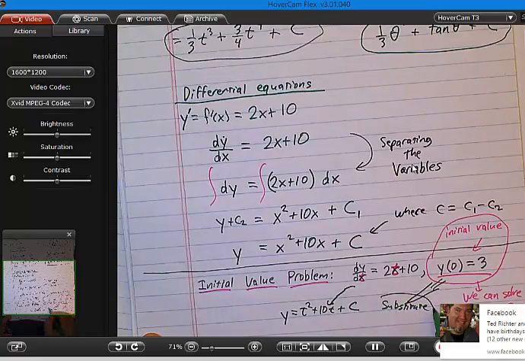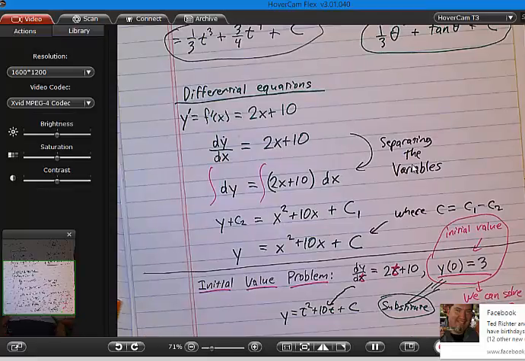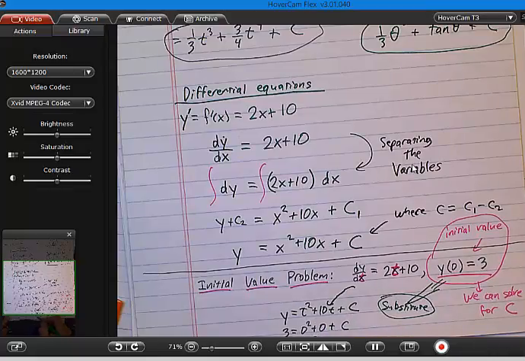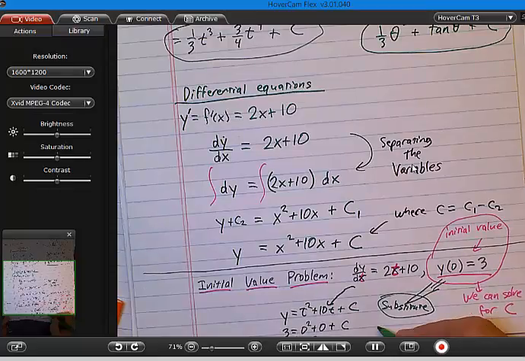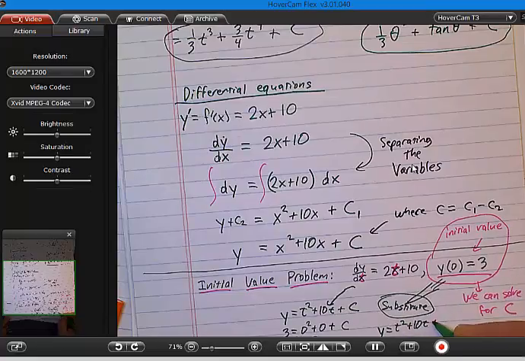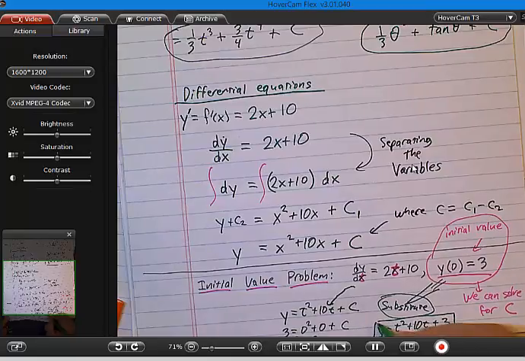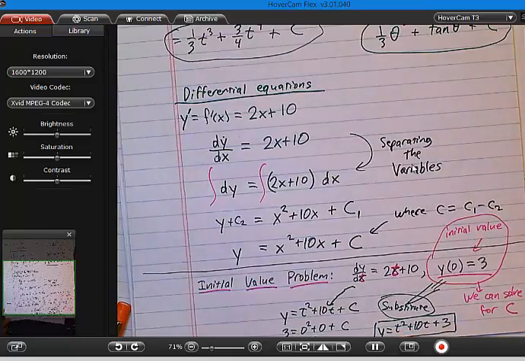Now, if we substitute in, what do we get? Well, y is 3, and t is 0. 0 squared plus 0 plus c. So that tells me that c is equal to 3, which is exactly what Mike just said. We're going to get y is equal to t squared plus 10t plus 3. That's my example of an initial value problem.